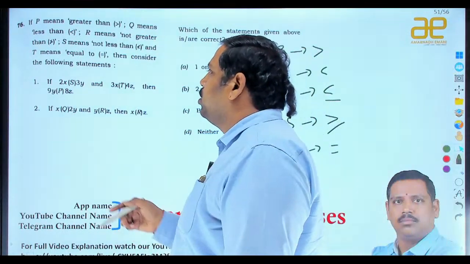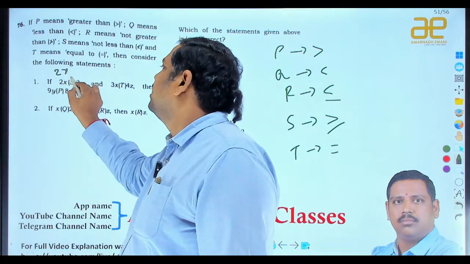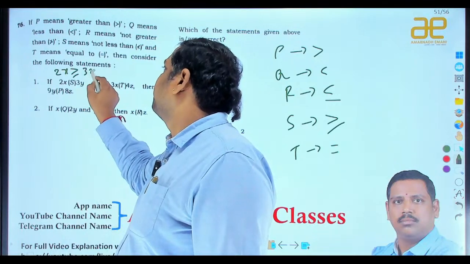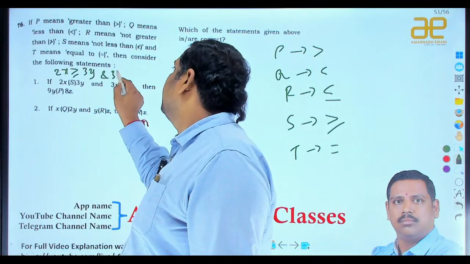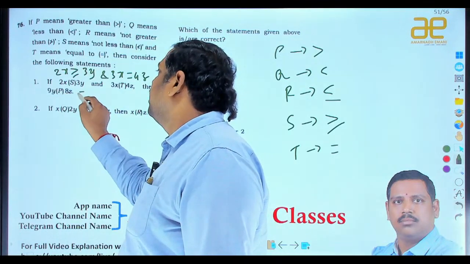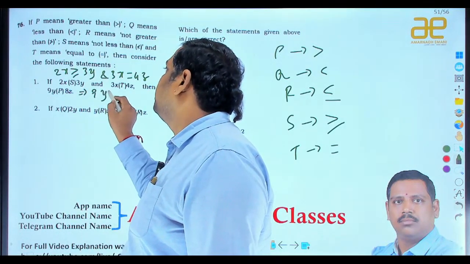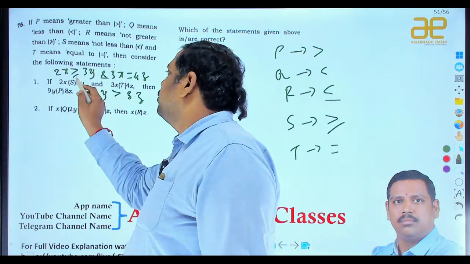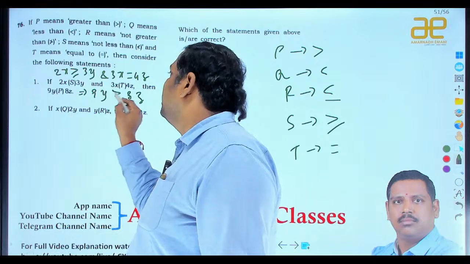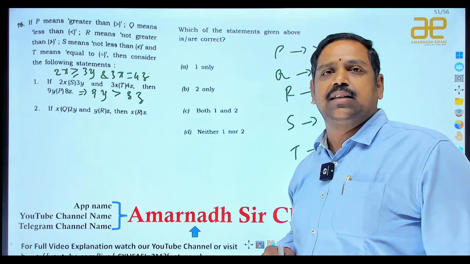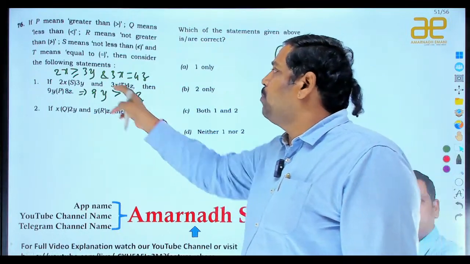Okay. 2x S 3y, yes, S means greater than or equal to 3y. And 3x T 4z, T means is equal to 4z. Then, okay, he's saying that 9y P 8z, P means greater than 8z. So he's saying that if these two are happening, then will it happen or not? Which of the following statements are correct? He is asking, okay, if these two happen, is it correct or not?